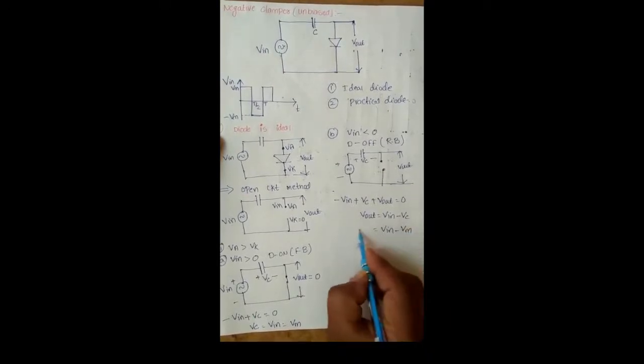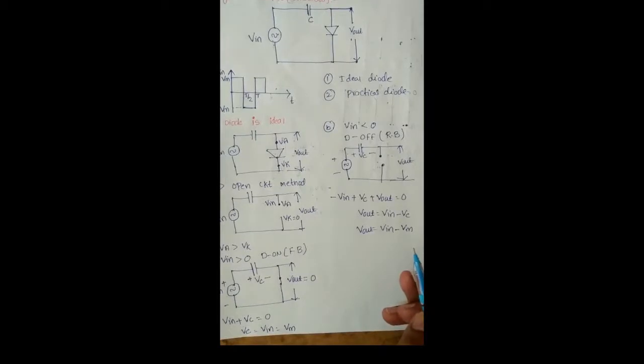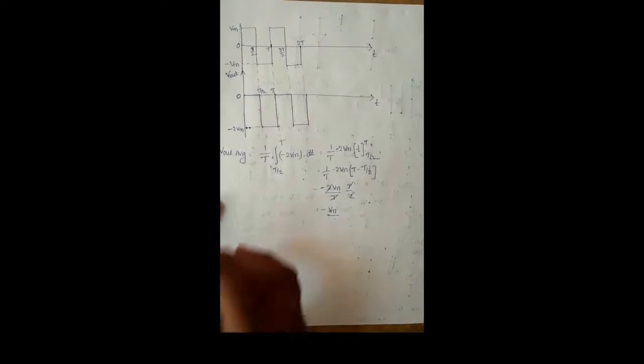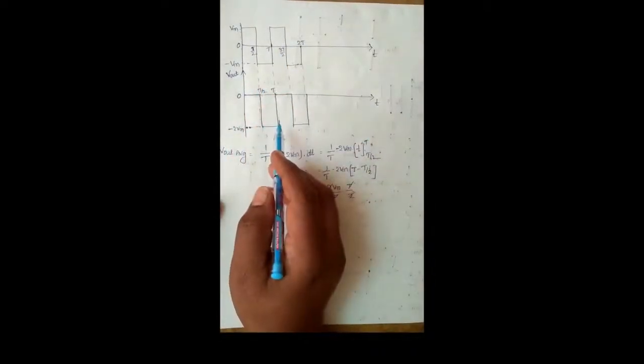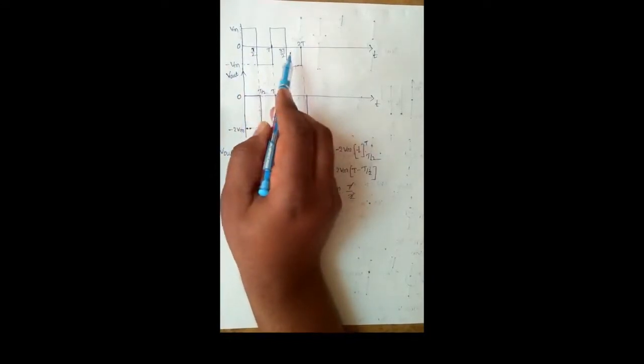Minus Vm, therefore the voltage across the capacitor is Vm, and with respect to this capacitor voltage we get the output voltage Vout equal to Vin minus Vm. Based on this equation we draw the input and output waveforms of this negative clamper circuit. These are the input and output waveforms of the negative clamper circuit, and here we are applying a square waveform input.